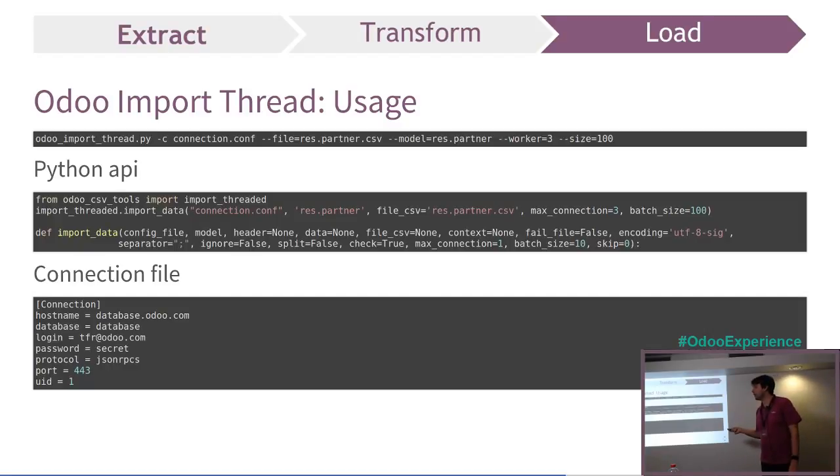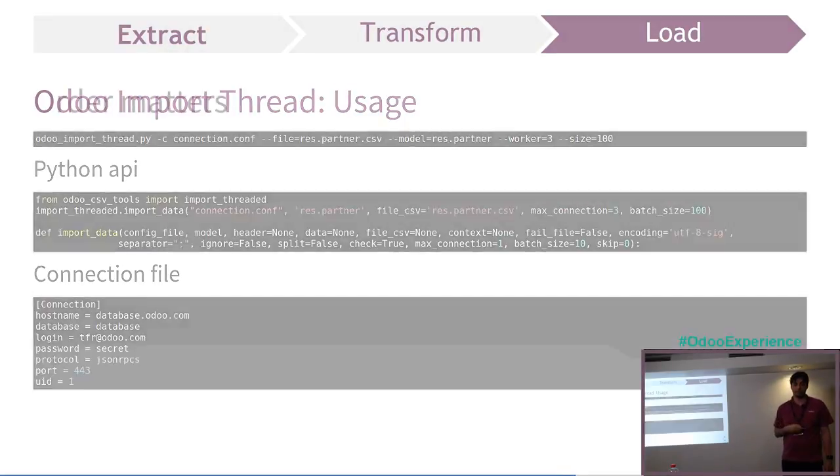And the connection file is just the information you need to connect to your database. Always use secure connection. Usually use the admin, so you don't have problems with access rights. And you should specify the UID, so you will save login calls that may end up with concurrent update, because each time you log in with a user, you set up the last connection date. I think it was fixed since version 10, but before that, it's way better to use the UID directly.